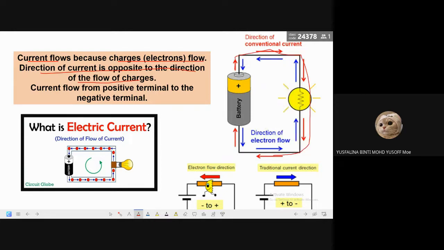Positive goes to negative. You learned in Form 2, I think. So it should be positive to negative. But the direction of the electron flow is actually opposite. It's actually from negative to positive, because electrons flow from the negative part, of course, right? So negative to positive. But the direction of the conventional current is positive to negative, right? So the current flows from the positive terminal to the negative terminal.